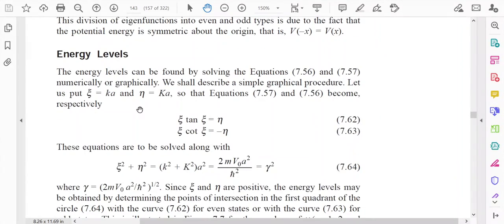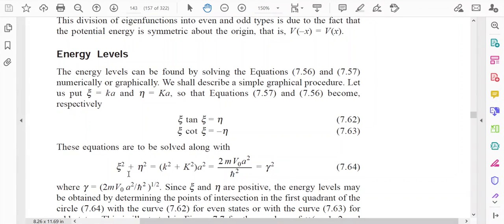After multiplying by a, what we obtain is zeta tan zeta is equal to eta, and zeta cot zeta is equal to minus eta. So what is zeta? Zeta, or xi, is equal to ka, and eta is equal to capital K into a. For that purpose we have multiplied small a on both sides of these two equations. We have already discussed what small k and capital K mean. They depend on energy, and we have already given their respective expressions. So zeta tan zeta is equal to eta, and zeta cot zeta is equal to minus eta. We have obtained these two equations after a little rearranging.